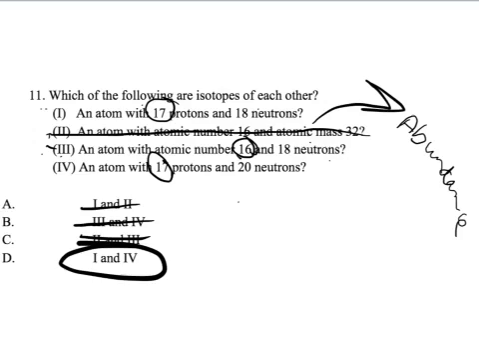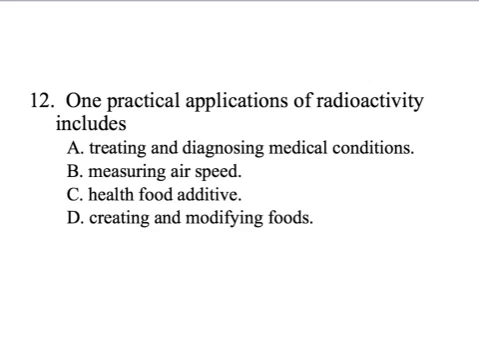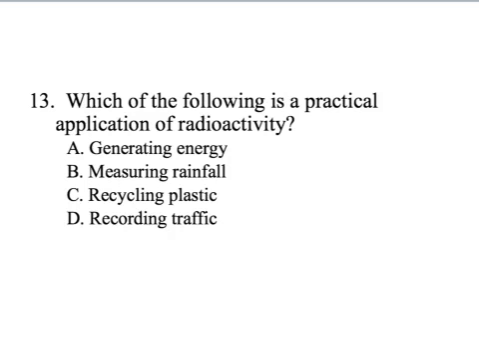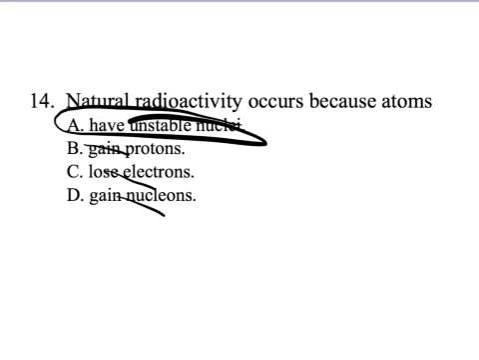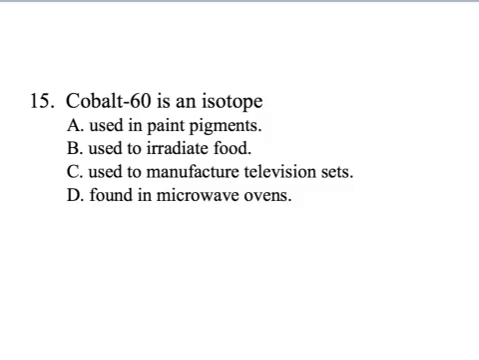One practical application of radioactivity includes treating and diagnosing medical conditions. There you go. Which of the following is a practical application of radioactivity? Generating energy? No. Yes, that's it. Measuring rainfall? No. Recycling plastic? No. Recording traffic? No. Natural radioactivity occurs because atoms have unstable nuclei. They don't gain protons, guys. They might lose them. Cobalt-60 is an isotope, and what is it used for? Well, it's used to irradiate food. It's kind of cool.